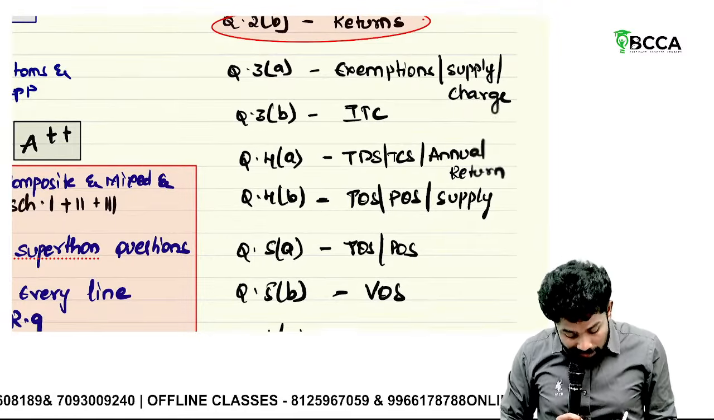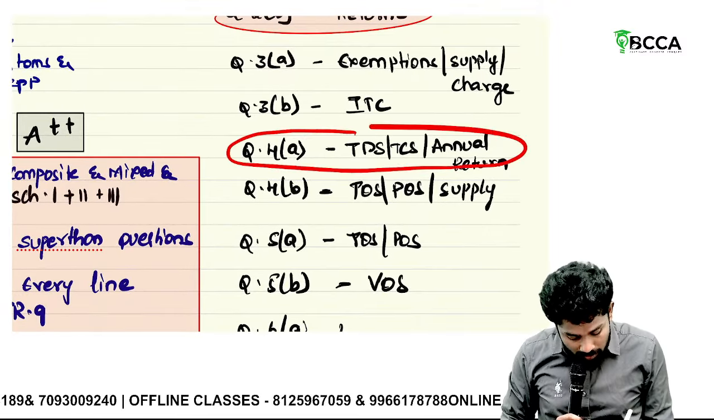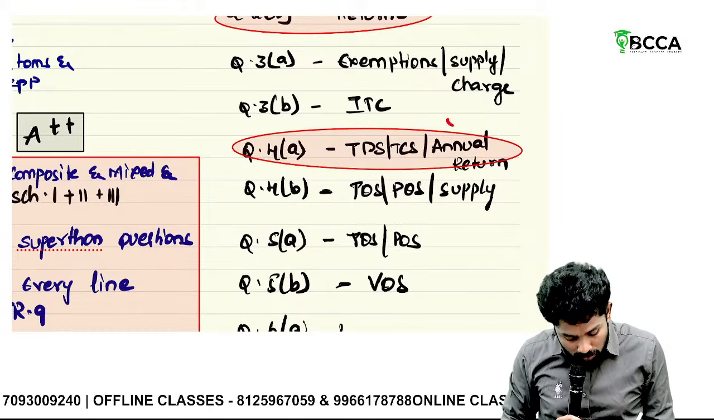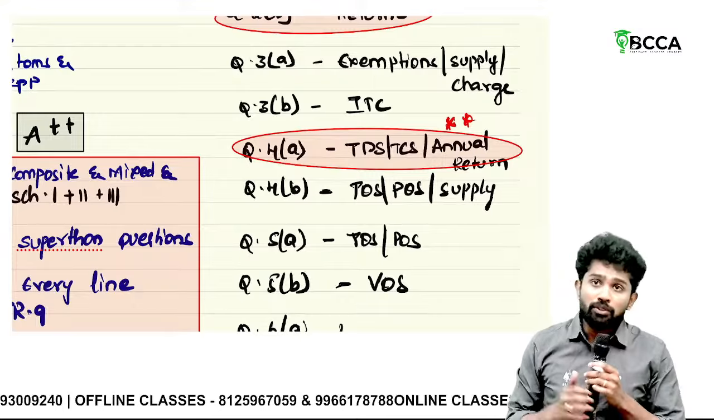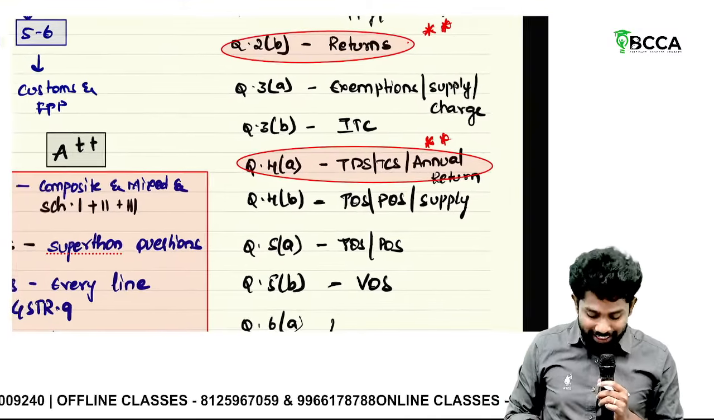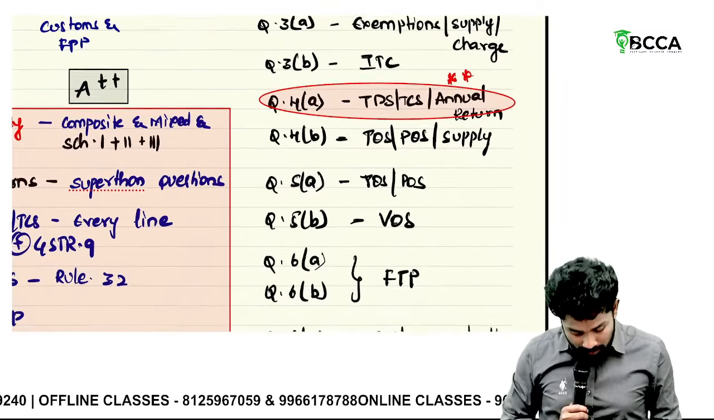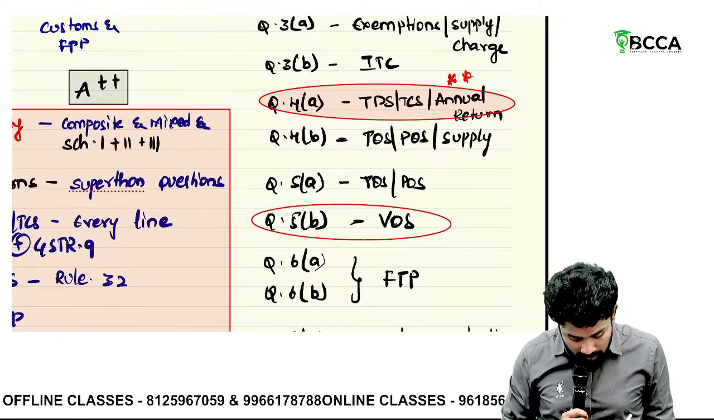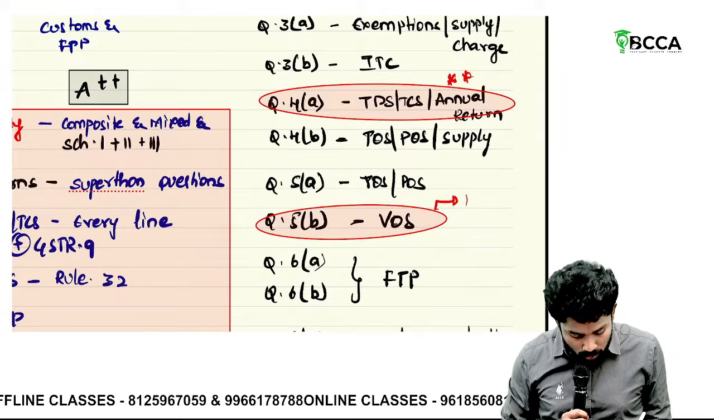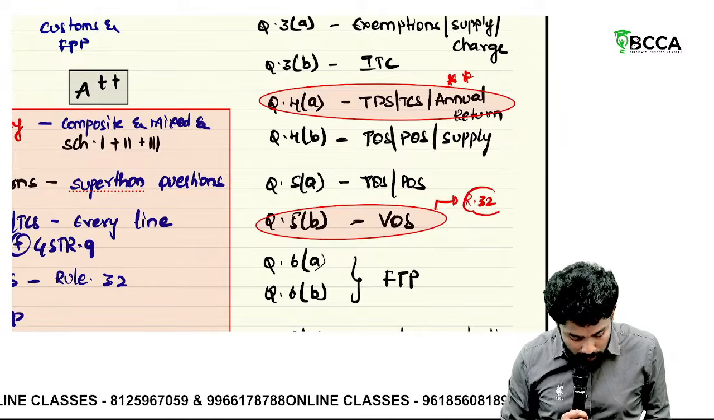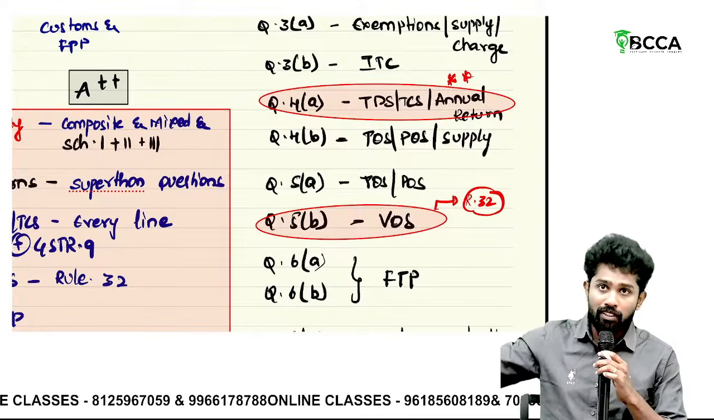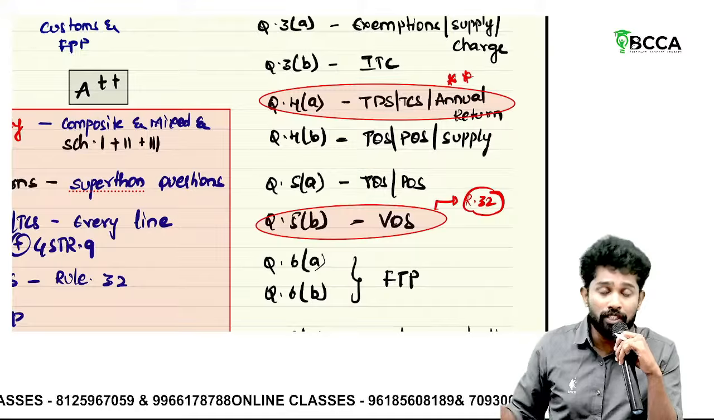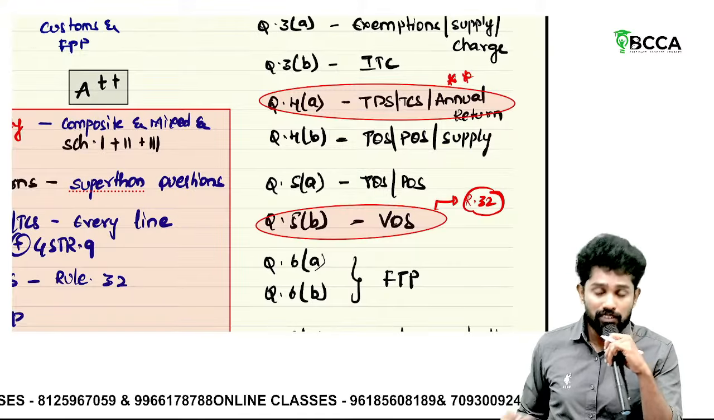Then TDS, TCS and annual return. Very simple topic. You could cover it in no time. So don't ask me about the important questions again. I covered them already in the Superthon. Then question number 5B, value of supply. This is again being asked from rule 32. Rule 32 majorly. So rule 32, that exchange currencies related, 32 sub rule 1, sub rule 2, sub rule 3, second hand dealers, such points.